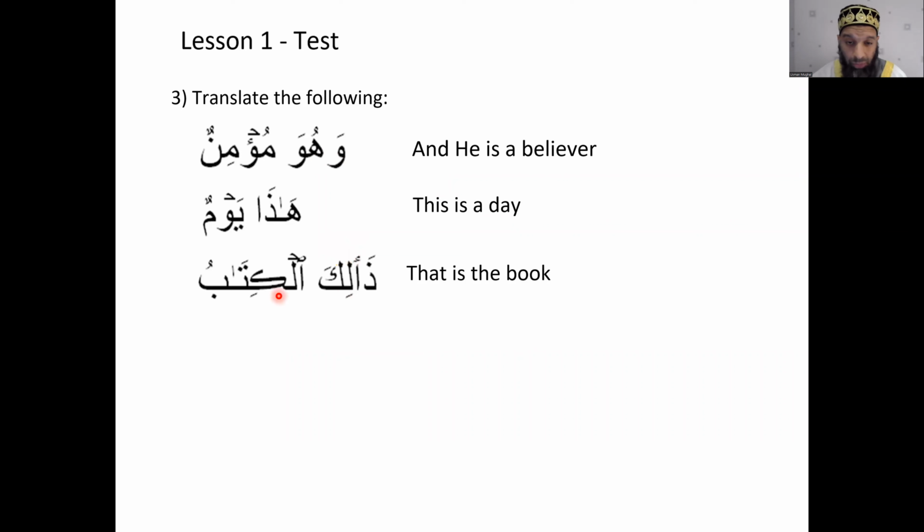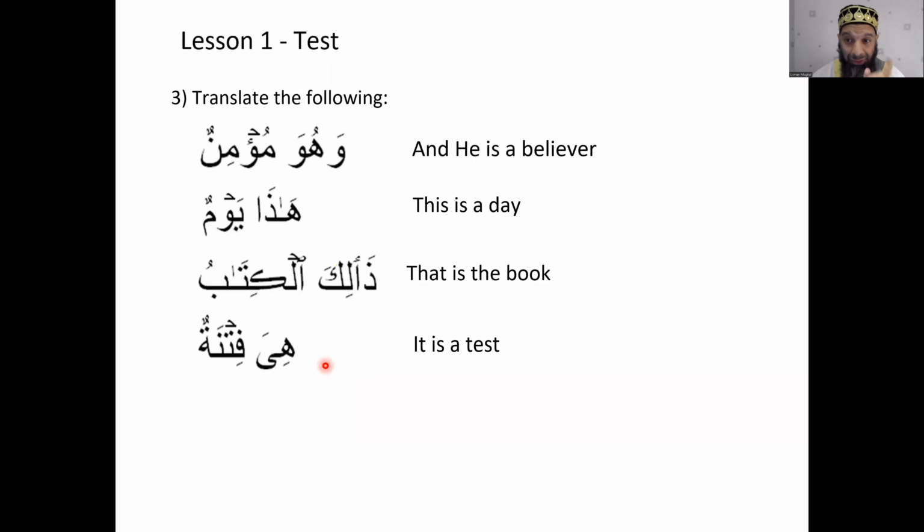ذلك الكتاب. ذلك means that is, and al-kitabu means the book. So that is the book. Here, fitnatun. So fitnatun means a test.